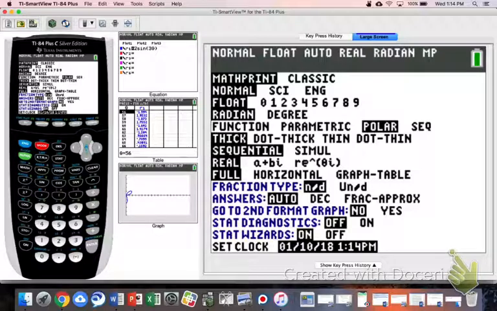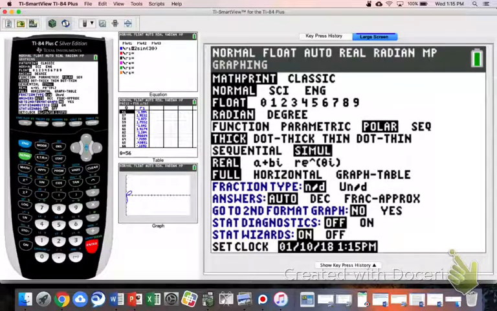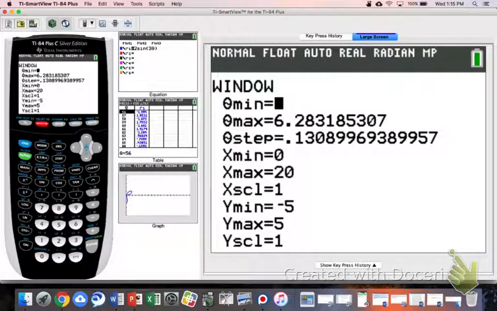And you can see my screen up there? On mode, I want you to scroll down. Do you see sequential is blinking? Don't do sequential. Let's do simultaneous. So hit simultaneous. Switch it over to that. And then as far as window goes, was Zoom 6 working for you guys? Or maybe smaller than that. Let's go to window, and let's go plus or minus 3s. That makes sense. Okay, so x min -3, x max 3, and then -3 to 3.